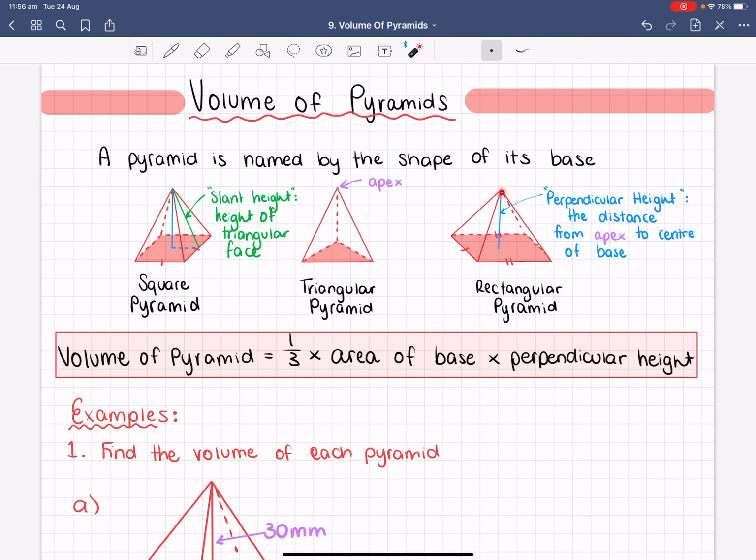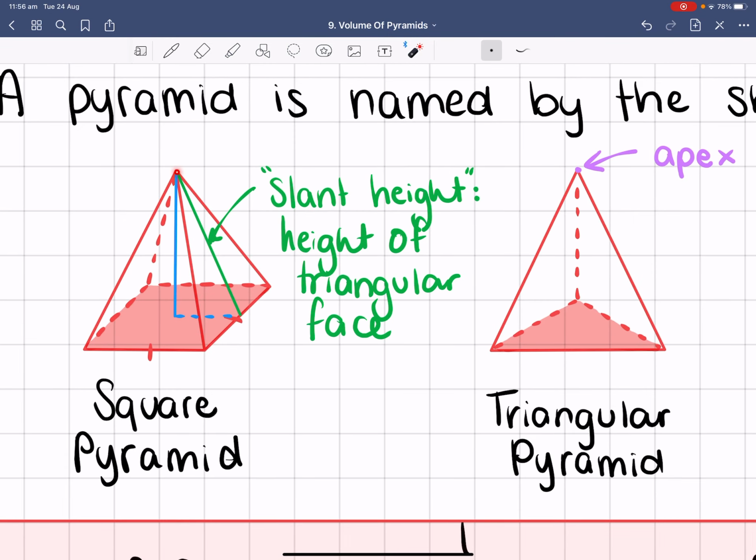Here is the perpendicular height. The blue line represents the distance that goes from the apex to the center of the rectangular base, whereas this is the slant height. The slant height you need to imagine is the line that runs down the front face of that pyramid. Whereas the perpendicular height is, imagine that you're standing at the top of the apex and you're looking directly down, like straight below you. That's the perpendicular height.